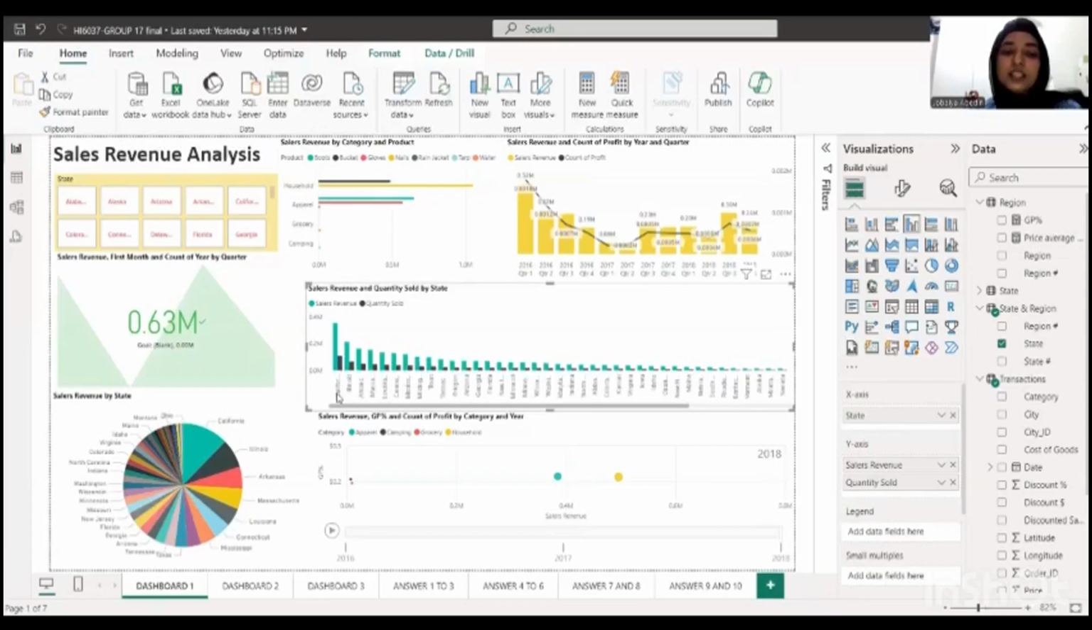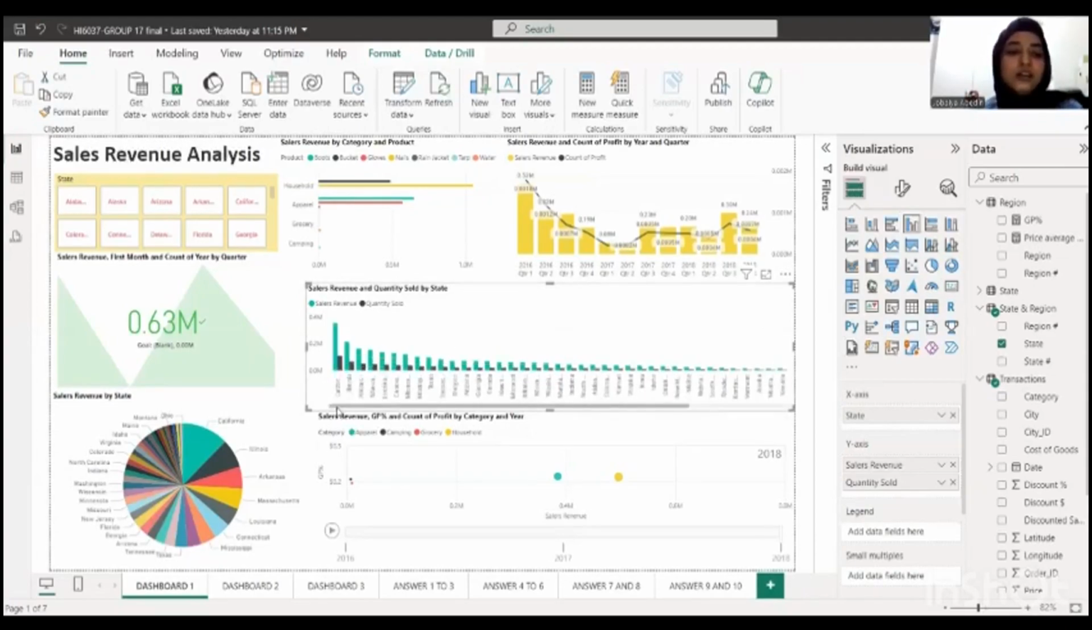For my next one, it shows sales revenue by quantity by state. Here we can see that California has the highest amount of sales revenue and the highest quantity sold. Even Illinois had the second highest sales revenue and the second highest quantity sold. And the last one is Ohio.